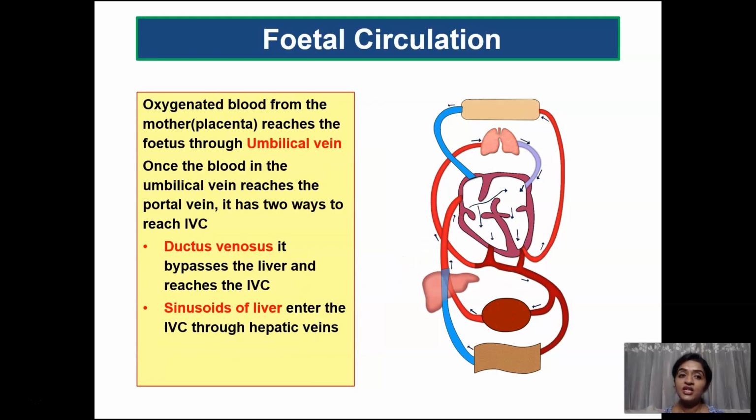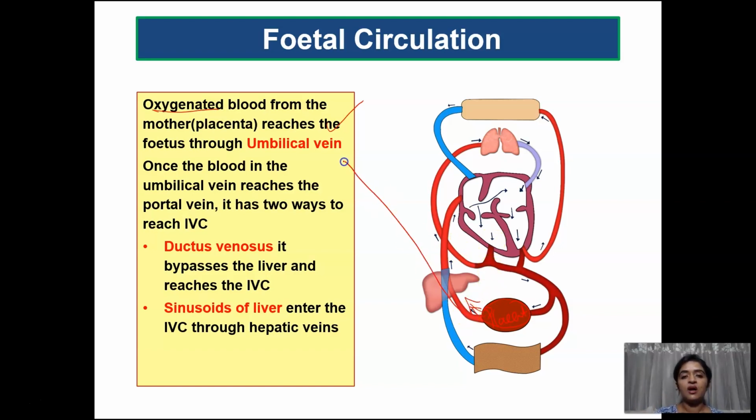Now, oxygenated blood from the mother, that means through the placenta, reaches the fetus through umbilical vein. So we have already mentioned that this is the placenta. Okay, so from the placenta, the direction of arrow is this, isn't it? So from the placenta, so this is the part of mother, and the entire remaining part actually belongs to fetus. So the point which is mentioned here is the oxygenated blood from the placenta reaches the fetus through umbilical vein.